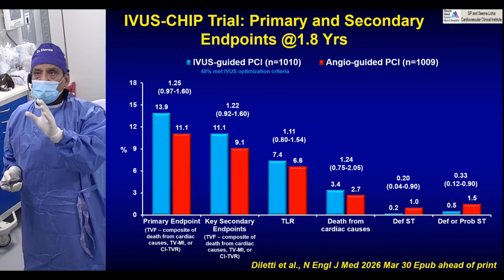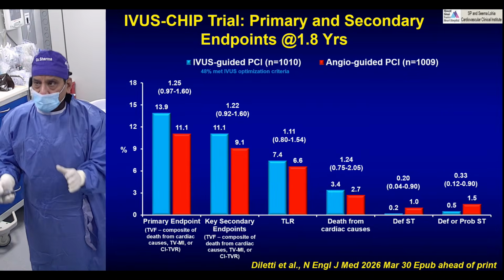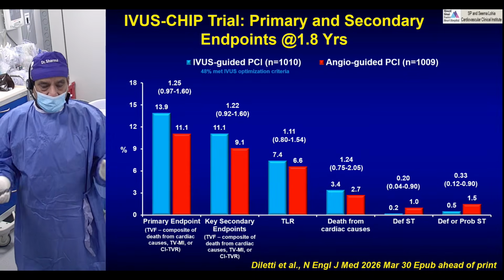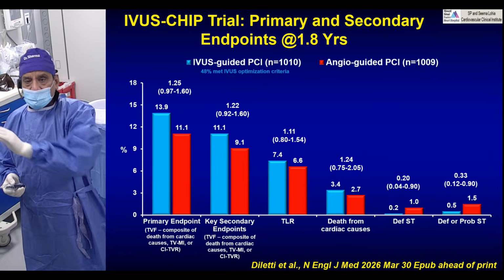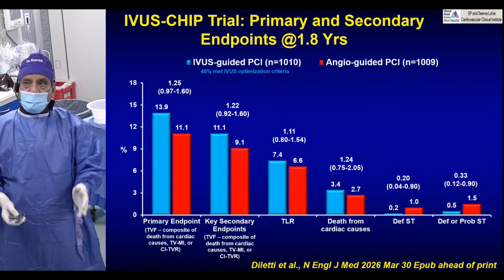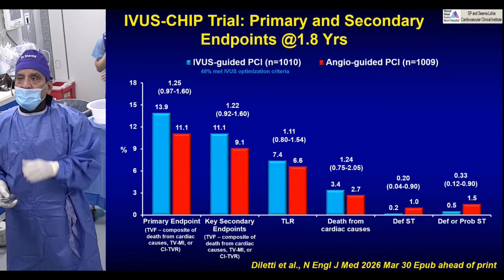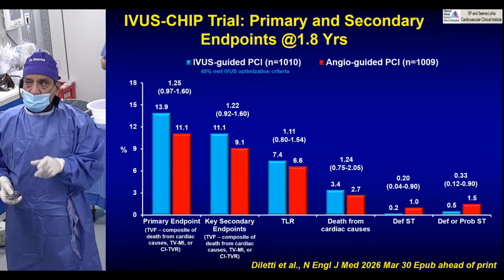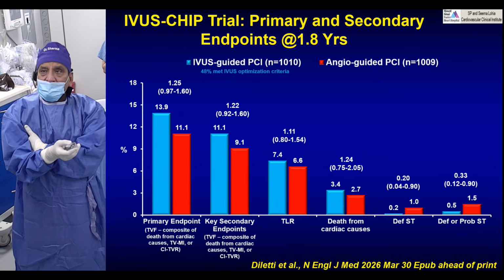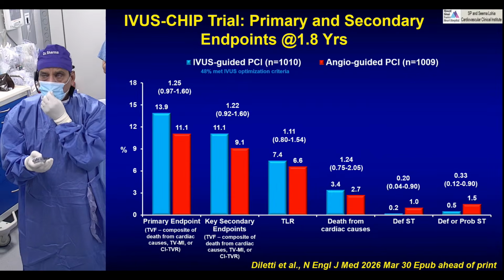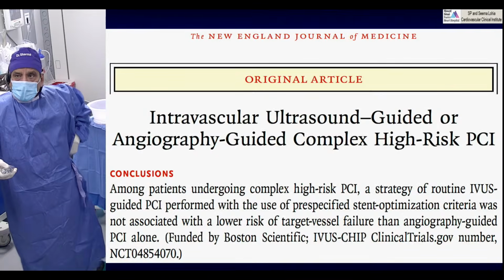But the primary endpoint, the height of the blue bar versus the angio guided PCI. Until now, the trials were favoring intravascular imaging, and all of a sudden here, it's the other way around, neutral, or rather on the other side. The only difference was lower stent thrombosis. So this is the first trial after a long time to show that IVUS guided imaging was not beneficial compared to angio guided PCI, except for stent thrombosis, which was significant.